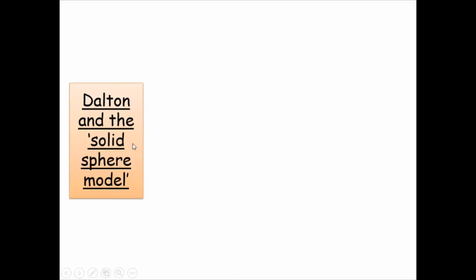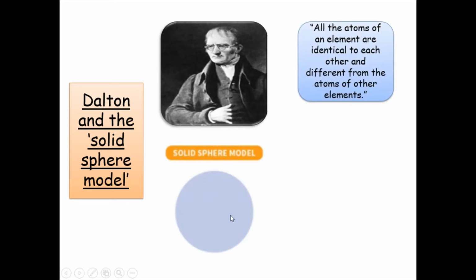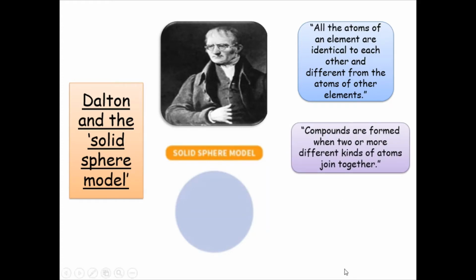In the 1800s, John Dalton began work on his solid sphere model. Now, before him, the Greeks had looked at a term called atomos, meaning uncuttable, and they had thought that atoms can't be divided any smaller. This was a view that John Dalton shared. He said that atoms are solid spheres. He also said that all atoms of the same element are identical to each other, which is true. He also said that compounds are formed when two or more different types of atoms are joined together. Again, that was true.